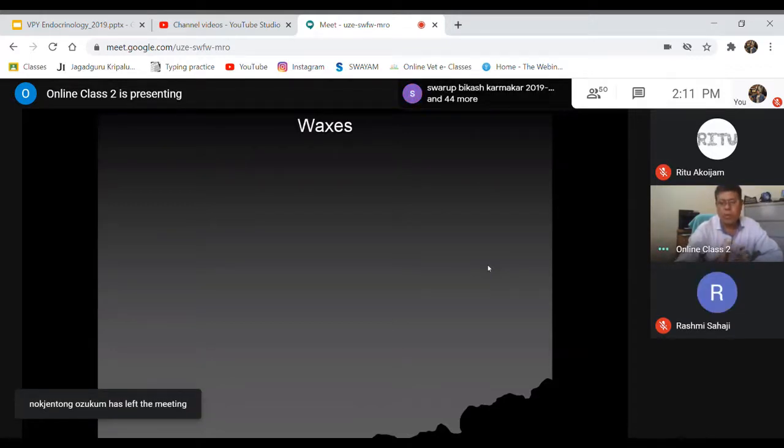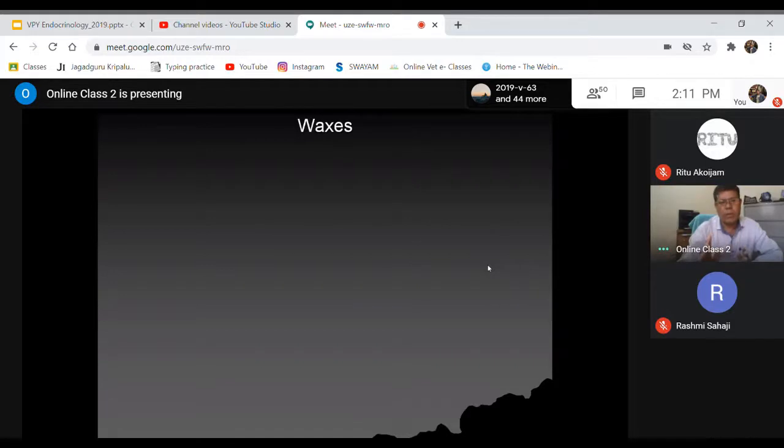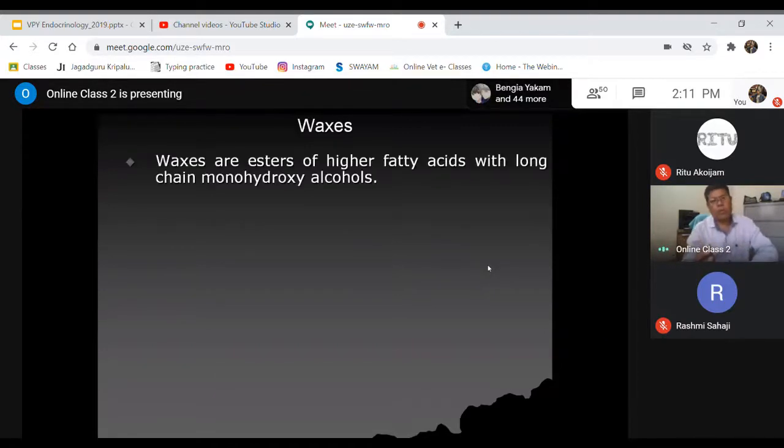Here the wax differs from the oils and fats in that the alcohol present is not glycerol. In the case of oils and fats, the alcohol present is glycerol. But in the case of wax, it is a long chain monohydroxyl alcohol. Waxes are esters of higher fatty acids with long chain monohydroxyl alcohol. Since it is monohydroxyl, meaning only one hydroxyl group is present, only one fatty acid will be esterified to the alcohol.